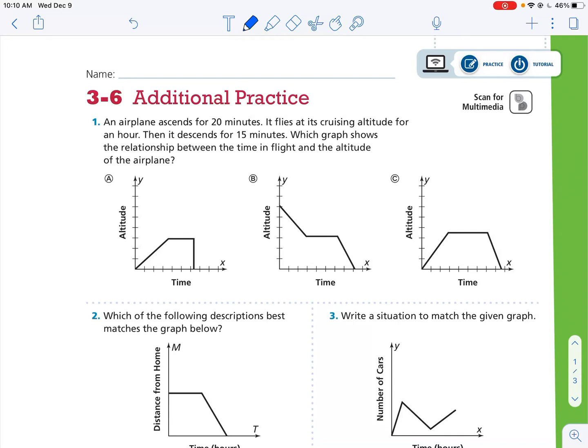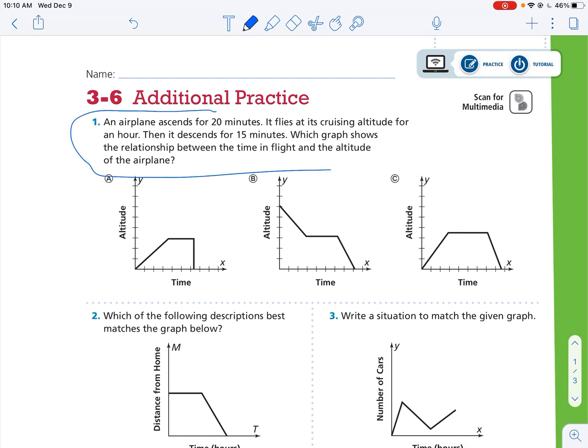All right, time for a quick rundown of what's going on with this 3-6 additional practice. What it is, is just practicing more this idea that functions and stories are related to each other. There's a graph you can make that models something that's going on in the situation. So I'm just going to look at a few of these to give you a head start on it. It's not terribly long, but let's go over a few of them.